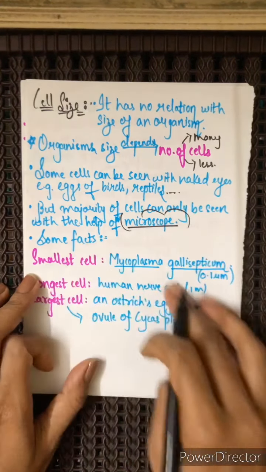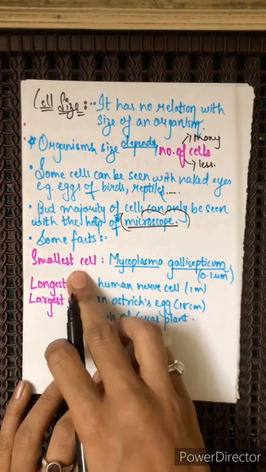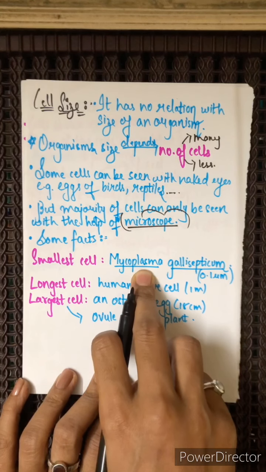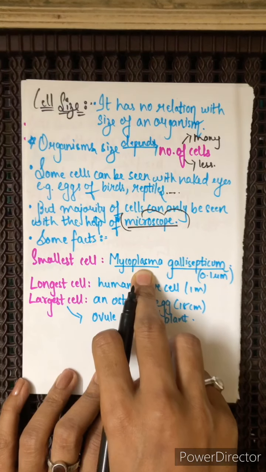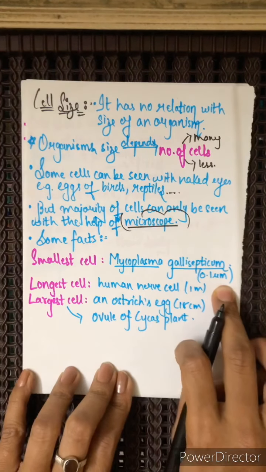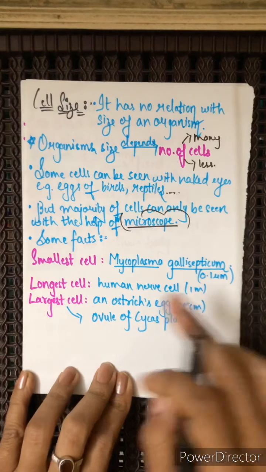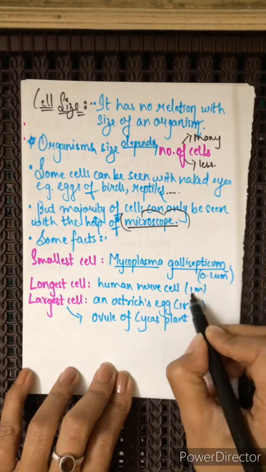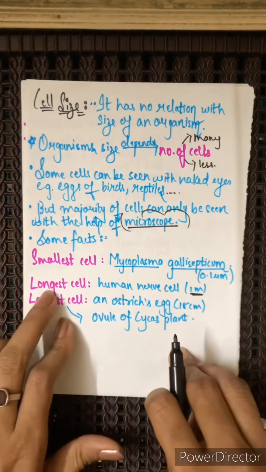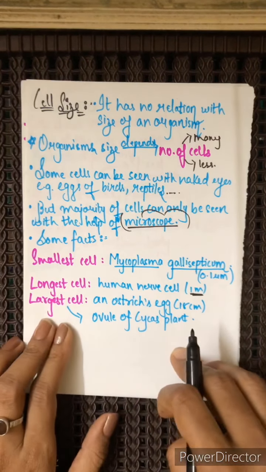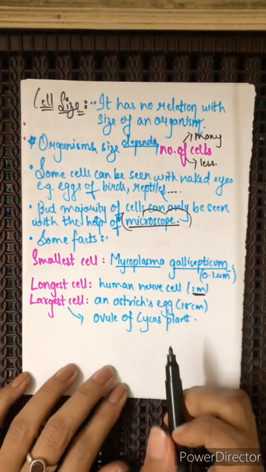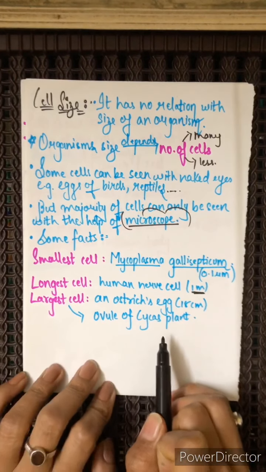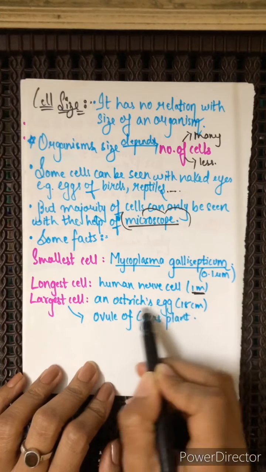Now some interesting facts about the cell. Talking about the smallest cell, that is the bacteria, the name is Mycoplasma gallisepticum, that is about 0.1 micrometer. Talking about the longest cell, that is the human nerve cell, which is about 1 meter long, quite big. This is the longest cell. Talking about the largest cell, that is an ostrich's egg, that is about 18 centimeter. That is the largest cell for the animals.